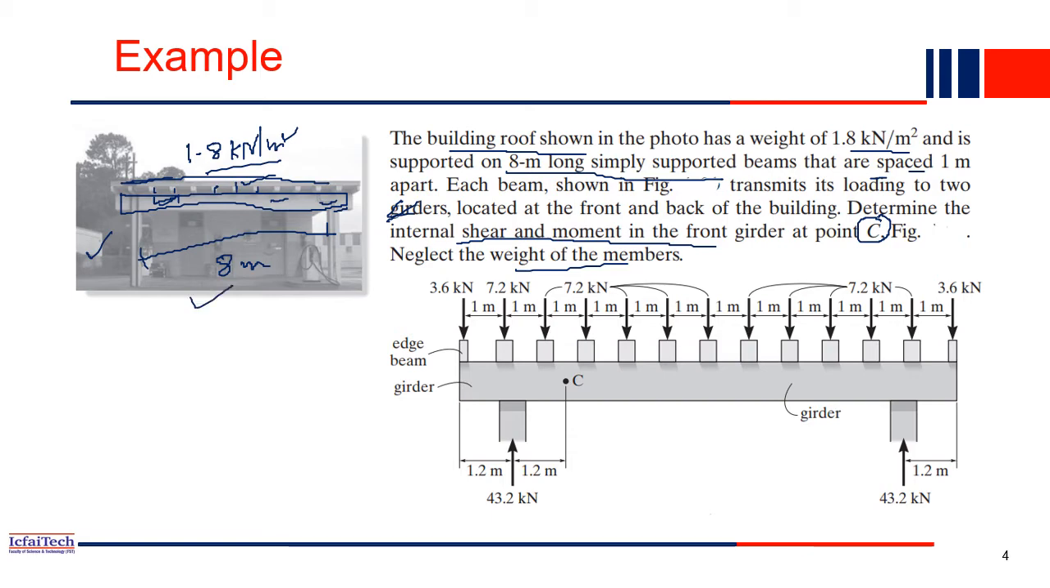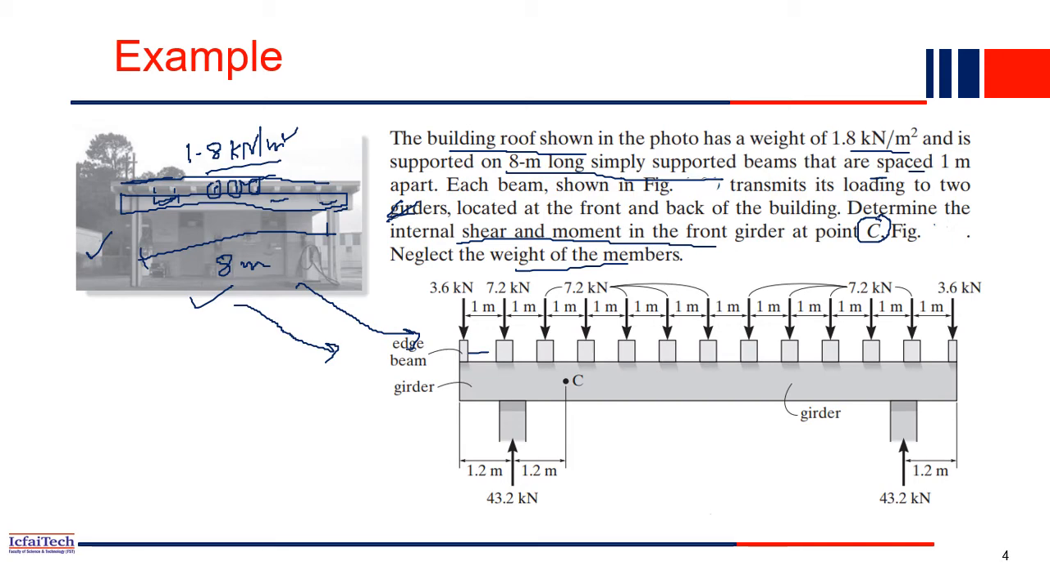So this is the original beam. What we do is we idealize the original beam into our analytical model. In that analytical model everything is the same: the total span length is 8 meters, and the small beams are 1 meter apart. Concentrated loads are acting, so how much load is acting? That we have to compute.